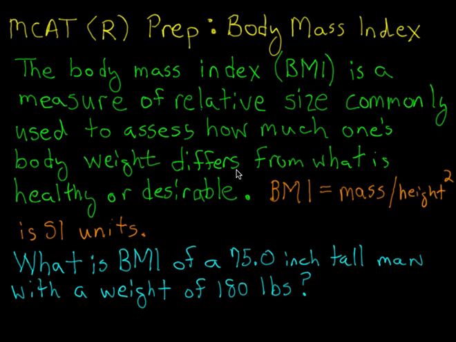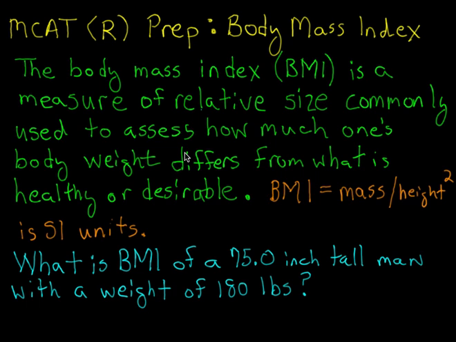Alright, so we're first going to look at the MCAT prep question that was in the general problem set. The question involves body mass index. The question says the body mass index, BMI, is a measure of relative size commonly used to assess how much one's body weight differs from what is healthy or desirable. BMI equals the mass divided by the height squared in SI units.